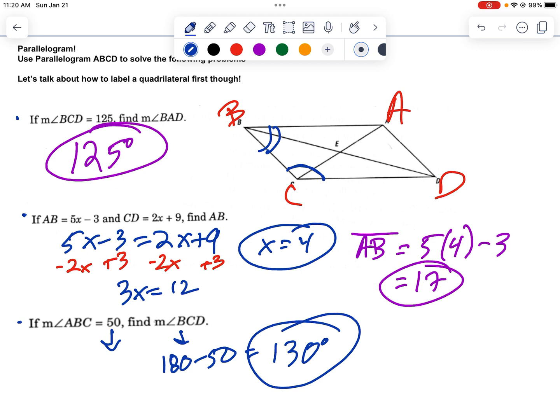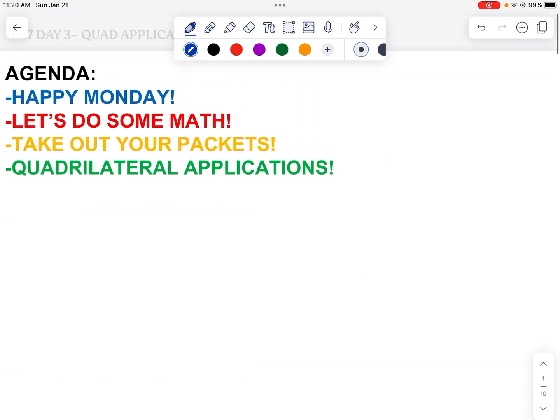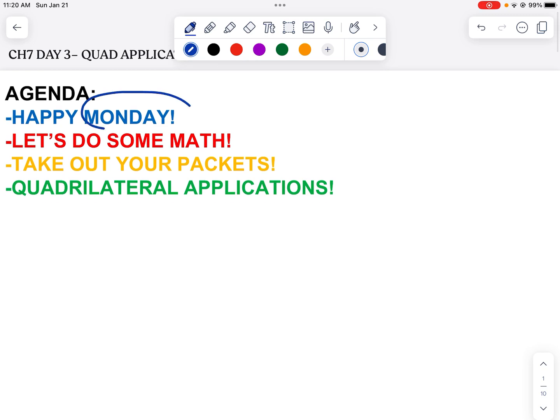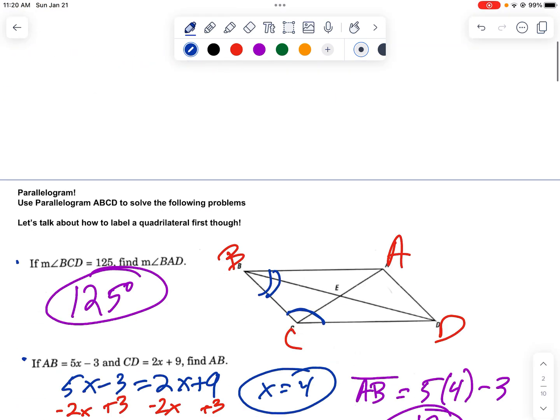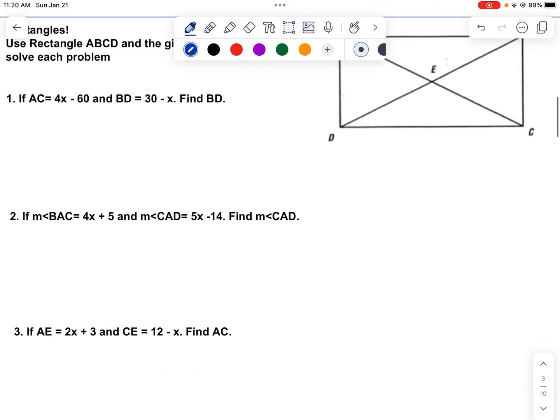Okay, we're going to practice these properties some more tomorrow as well. I'm not done. Okay, don't get too excited. I do want to say that since it is a Monday and I'm not there, we'll talk about our weekends tomorrow. I may or may not have some pictures for us.